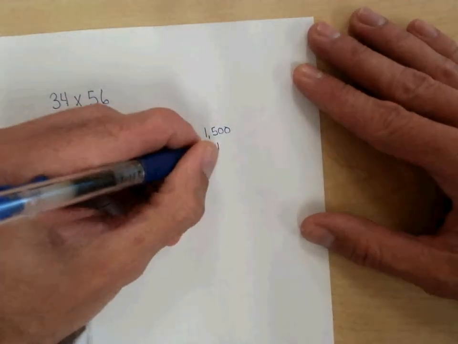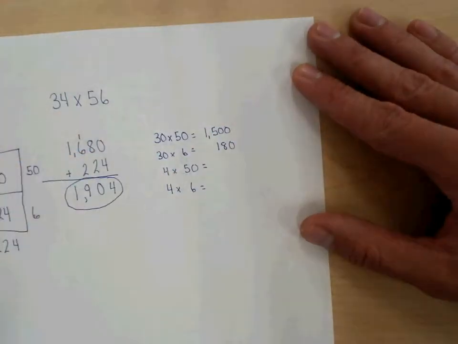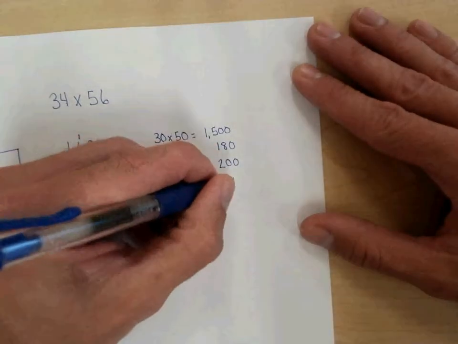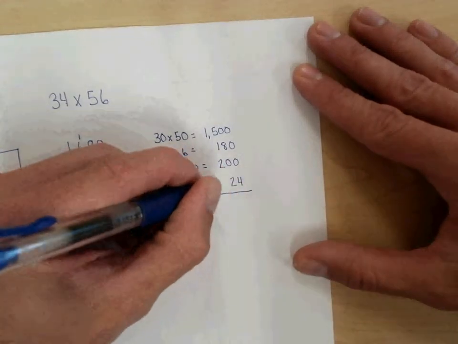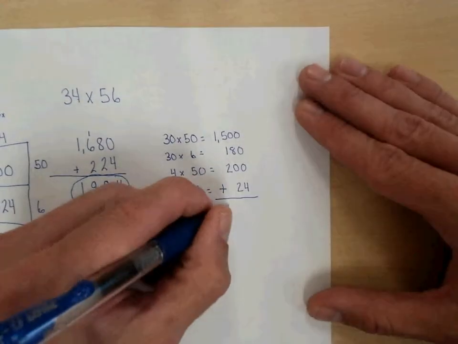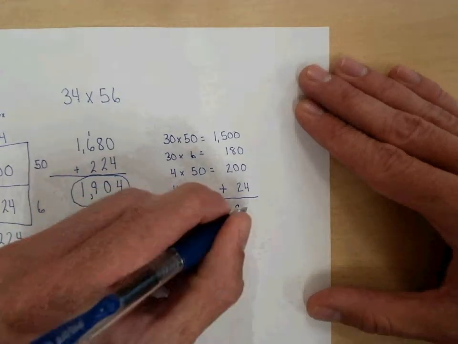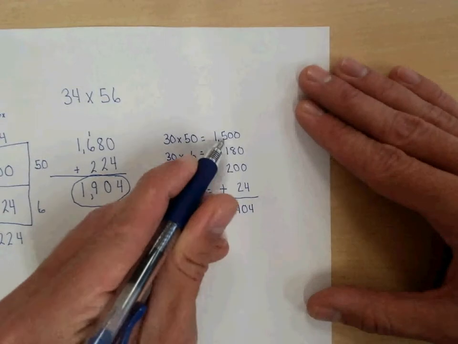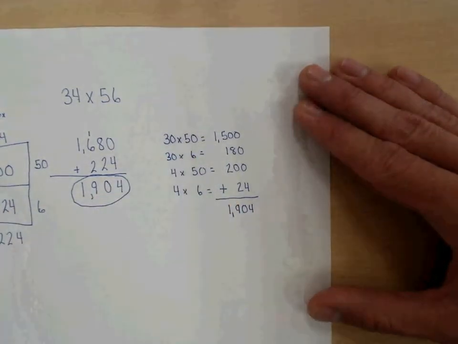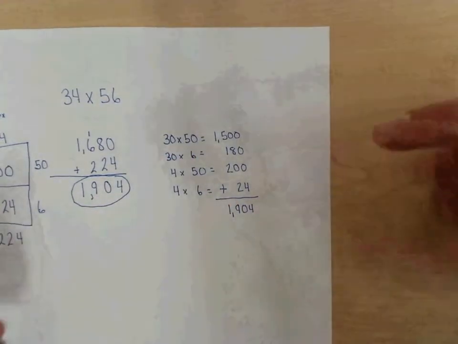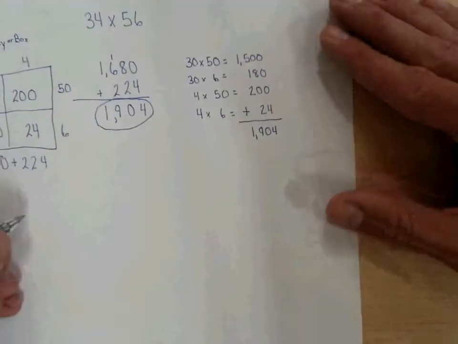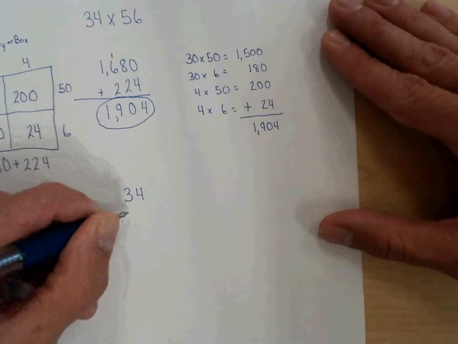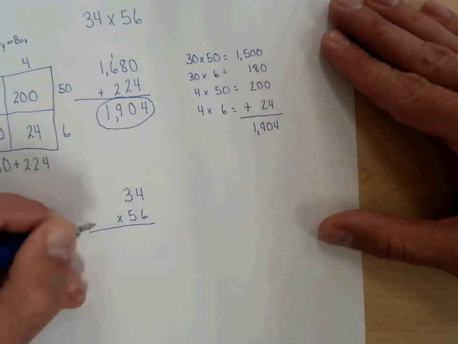If I multiply these, that is 1,500. Then I multiply here, that's 180. Multiply there, that's 200. Again, I'm lining up, and then that's 24. And then I can add this down. If I add this down, that equals 1,904. If you notice, these products are the same as these products, so we're really breaking apart. This really helps the students understand when we go on to the algorithm, 34 times 56.